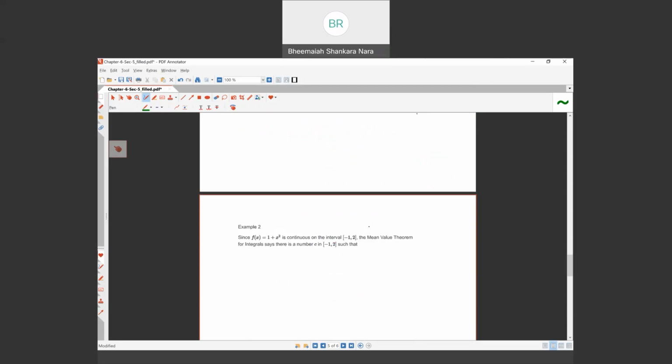So here in this example, the function f of x equals 1 plus x squared. This is a continuation of our example 1. This function is continuous on the interval -1 to 2. And the mean value theorem for integrals says that there is a number c in the same interval such that, let's use the mean value theorem. Let's write the integral from -1 to 2 of 1 plus x squared dx equals f of c times b minus a. This is the formula we calculated for the mean value theorem.